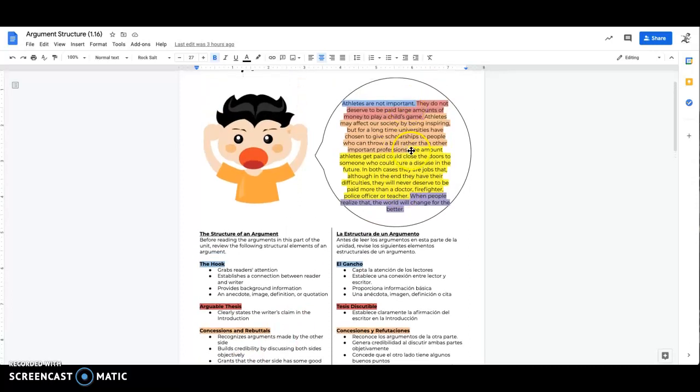So up here in our example, this is highlighted in orange. Athletes may affect our society by being inspiring. But for a long time, universities have chosen to give scholarships to people who can throw a ball rather than other important professions. So the concession is, this person is saying, okay, you might say correctly that athletes are inspiring. However, that is not a reason to give them scholarships instead of people who could do something better with that money.